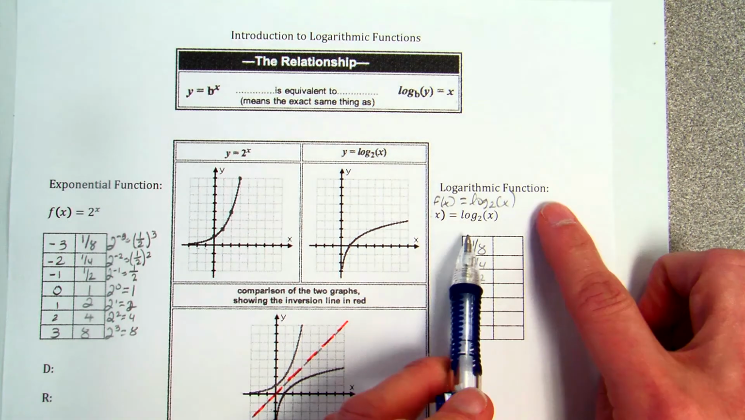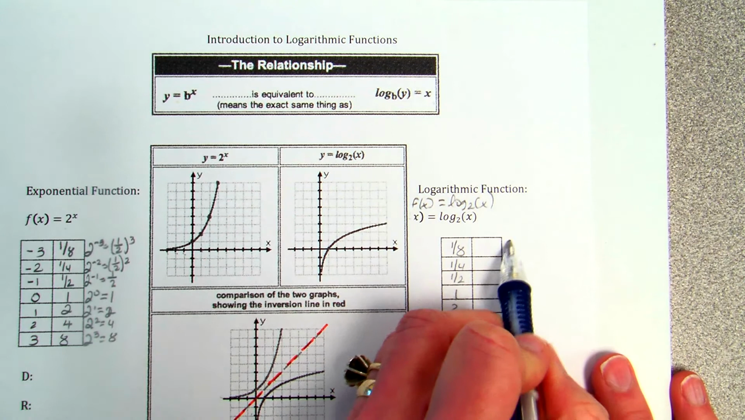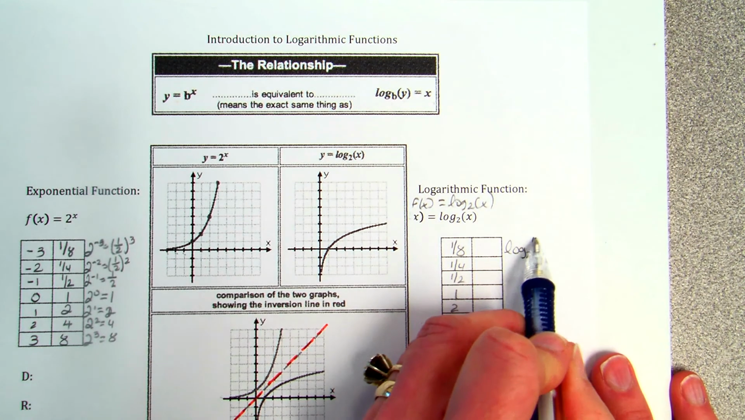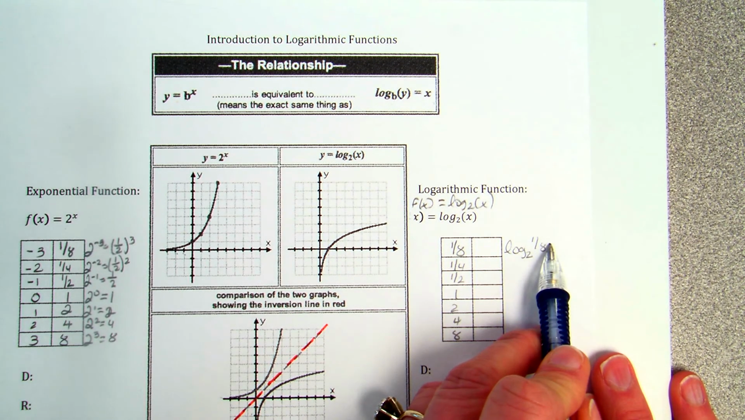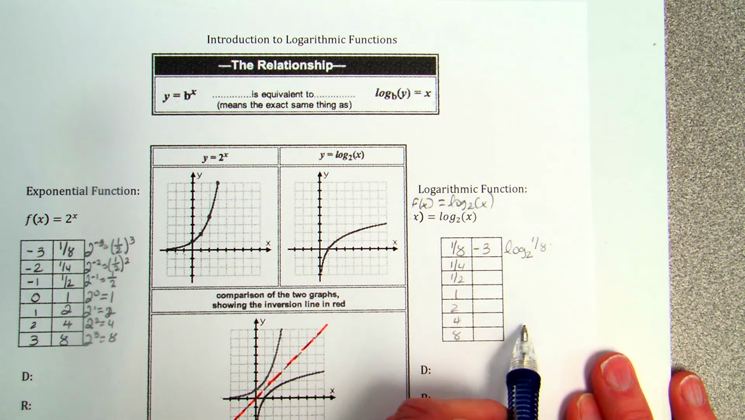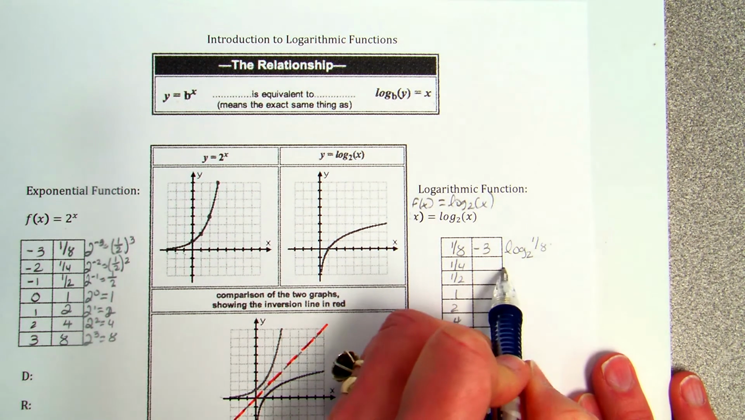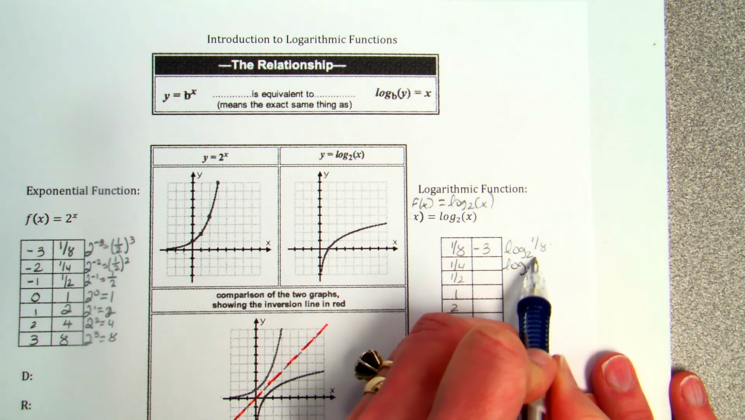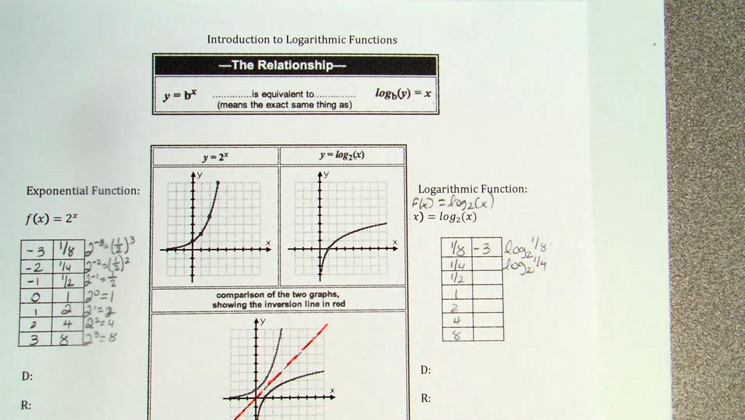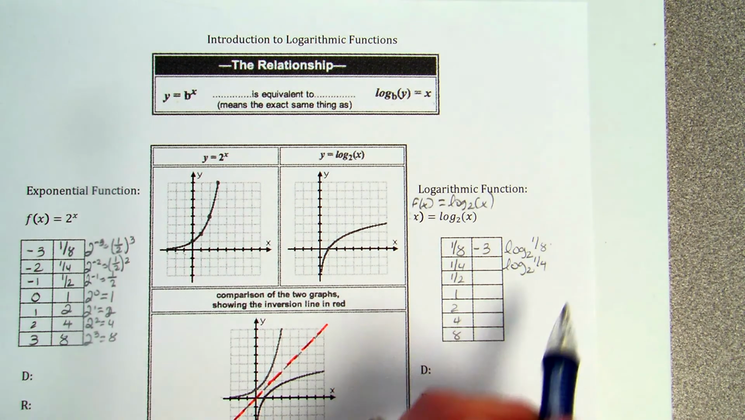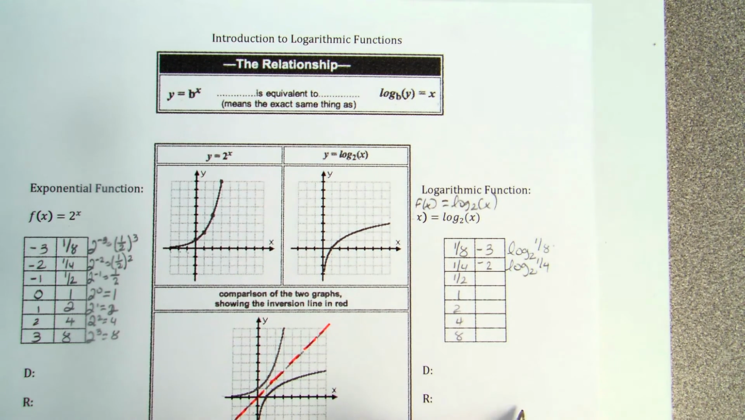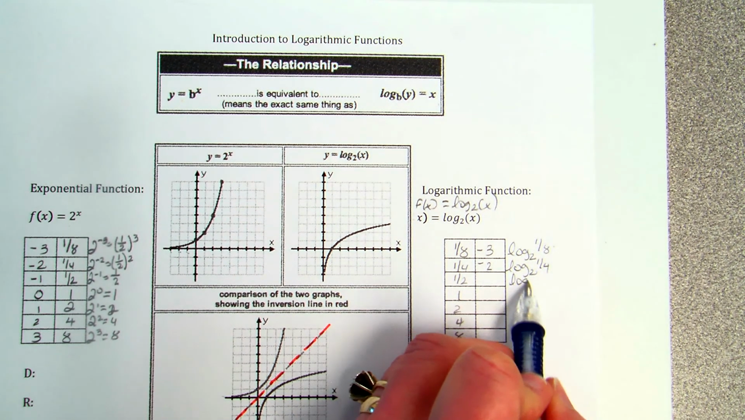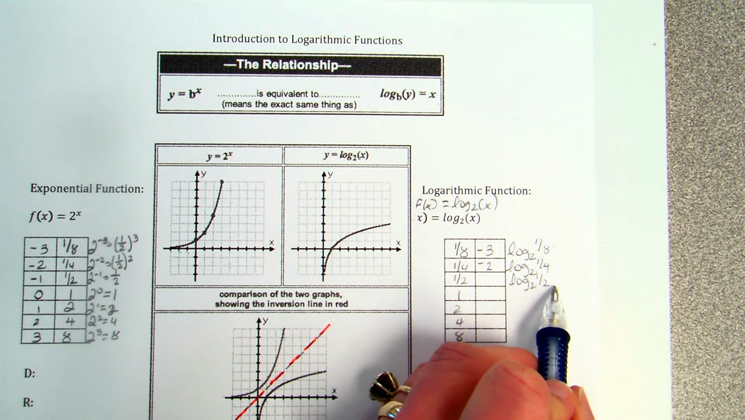So taking this equation right here, log base 2 of 1/8. Remember that says 2 to the what is going to give me 1/8, and we know that's a -3. Log base 2 of 1/4. Well, that's a fraction there. So 2 to the what's going to give me that 1/4 fraction. You know that exponent has to be negative. So there's that -2. Log base 2 of 1/2 is -1.